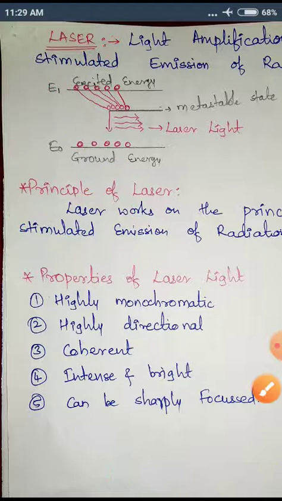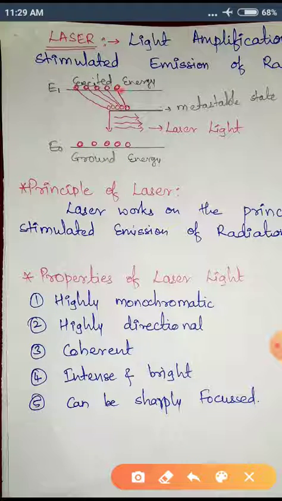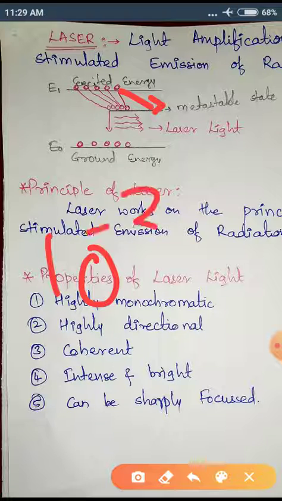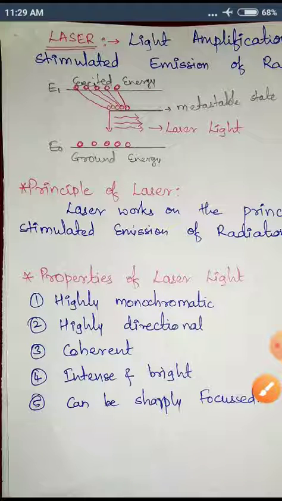But before coming to ground energy, they first jump to the metastable state. From the excited energy state, they jump to the metastable state, and there they stay for 10 to the power minus 3 seconds. Therefore, when they jump from the metastable state to the ground energy state, they emit laser light.